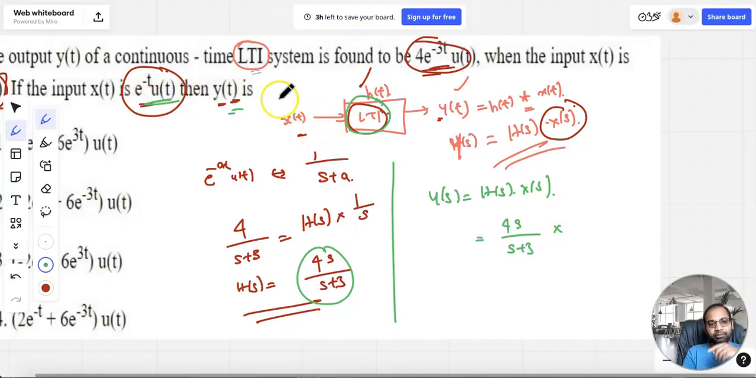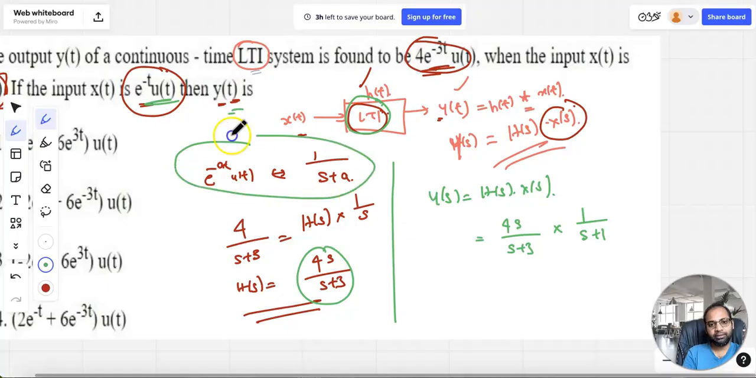For the same system, next time they change the input to e power minus t into u(t). That is, we can take 1 divided by s plus 1, with the help of this formula. So here a is 1 in this case, so 1 divided by s plus 1. Now it can be taken as 4s divided by (s plus 3) into (s plus 1).